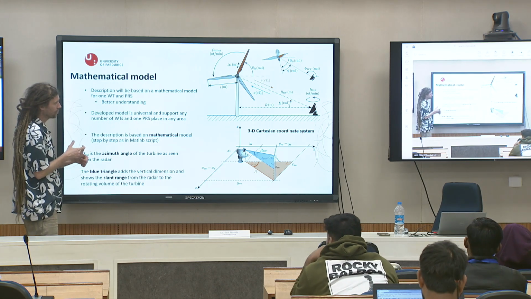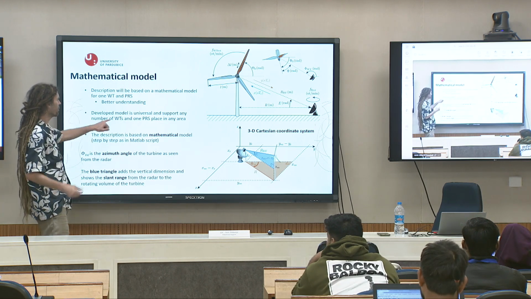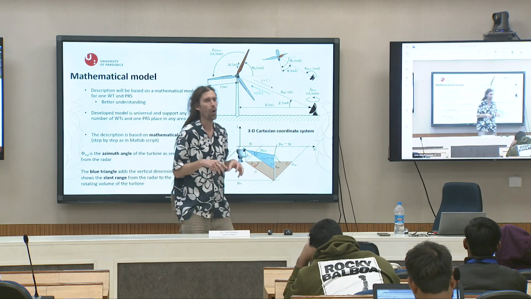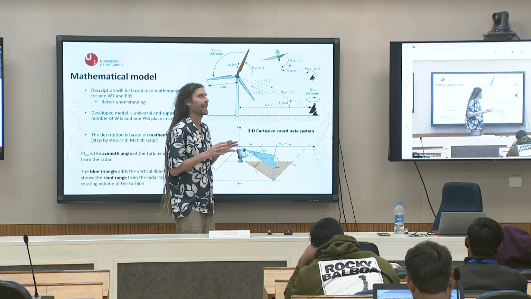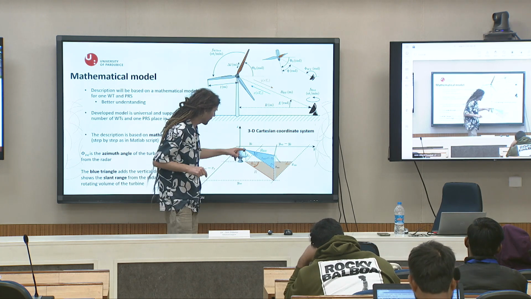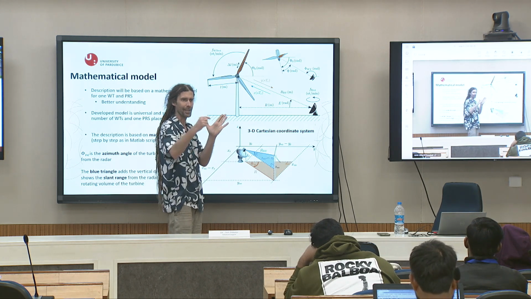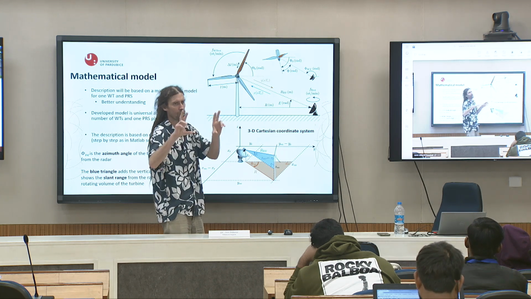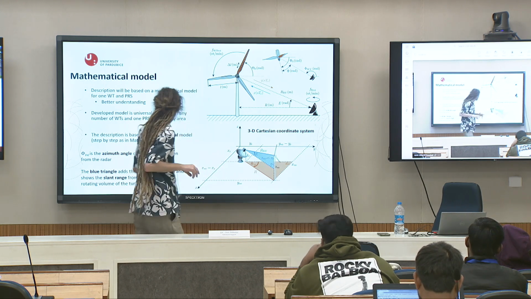This developed simulator or model supports any number of wind turbines and one PRS placed in any area, but for us it is like 0,0,0, if you get my point. You can place it everywhere, but you always compute the delay and Doppler shift from the point where the antenna is. That is where the transmitted energy is. But I will call it radar for simplification, it is better.